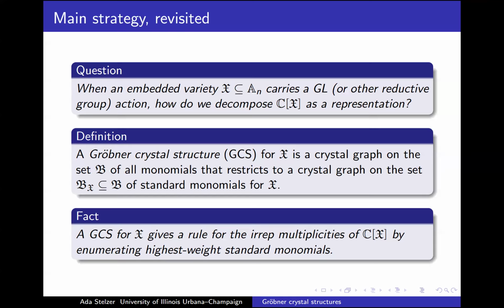So that's great. But in some sense, definitions are cheap, right? This definition doesn't mean anything unless we actually have interesting examples where we want to know the irreducible representation multiplicities, and we can actually construct explicit, useful Gröbner crystal structures.